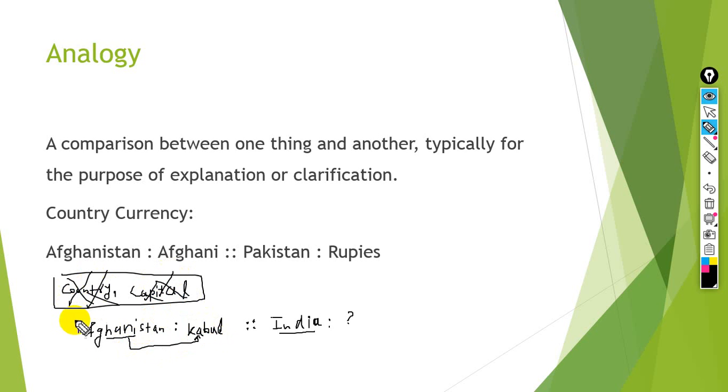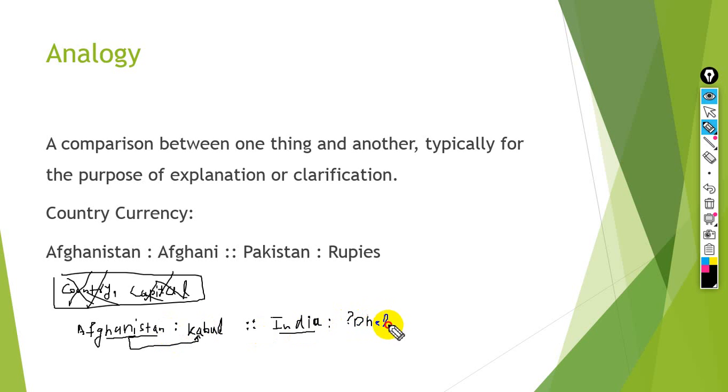Country and capital, for example, Afghanistan and Kabul. So now we want to make a comparison between these two words, for example, a comparison of Afghanistan and India. I am taking Afghanistan, the capital of Afghanistan is Kabul, and here we have India. So what will the answer be? I will find the answer on the basis of this. Now if for Afghanistan we have Kabul, the capital of Afghanistan, then here we will have Delhi.